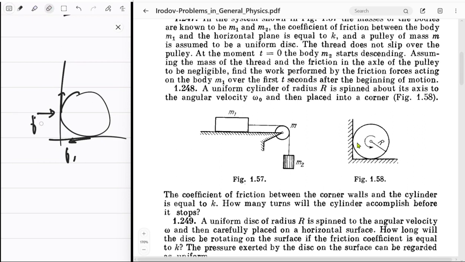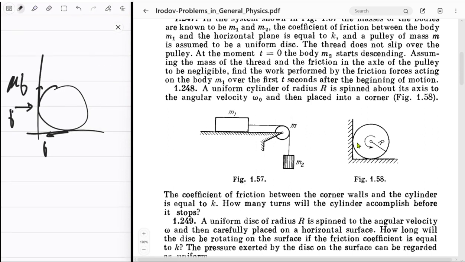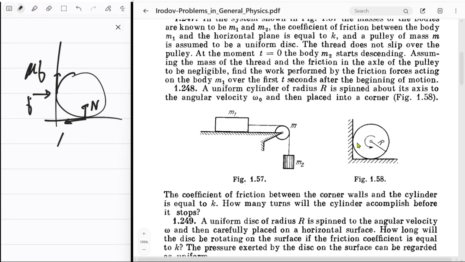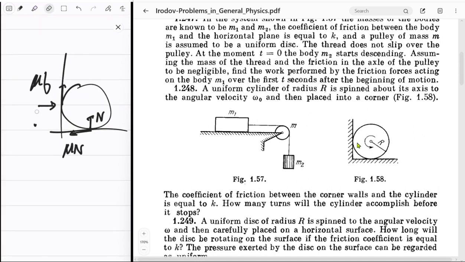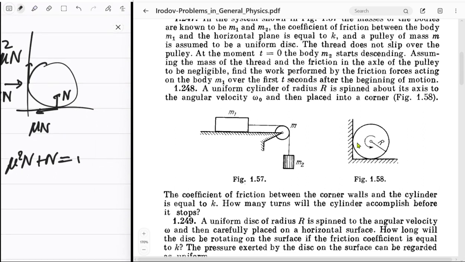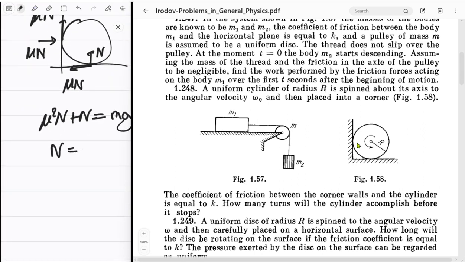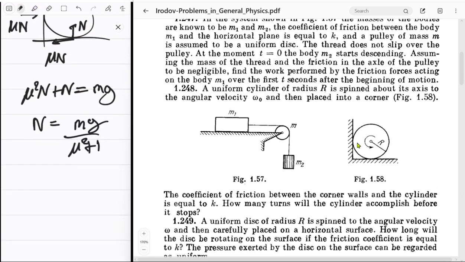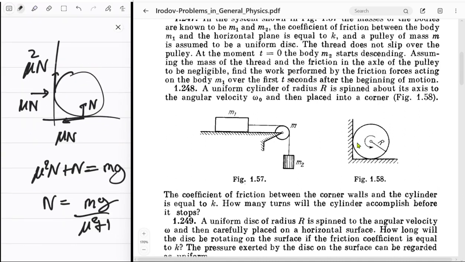And for now, let's call this thing F. And then you also got this normal force, so we could actually say this is mu times N. It's mu times N over here, and you got mu squared times N. Okay, and now let's do the vertical force balance. So you got mu squared N plus N is equal to mg. So the normal force is just mg upon mu squared plus 1. So this friction is just mu times N, and this is mu squared N.